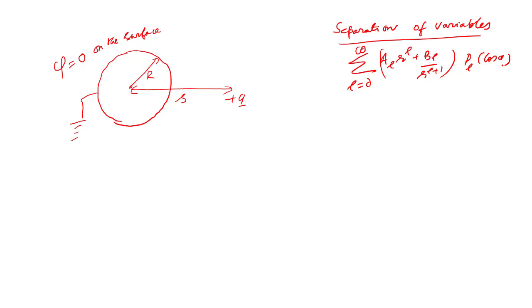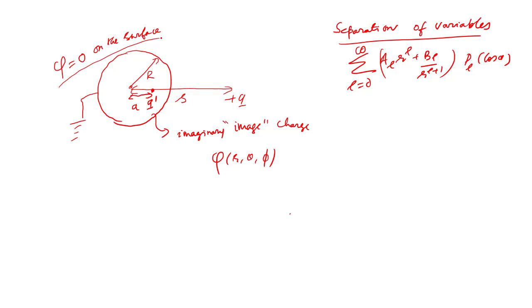But if we want to do this with image charge, that means I have to place some image charge inside the sphere, right? So I'm going to place some image charge at a distance a. I'm going to place some charge q prime here. This is an imaginary image charge. And the reason we are placing this imaginary image charge is because we want to essentially figure out phi of r, theta, phi that satisfies the boundary conditions, right? Phi is equal to 0 on the surface, and phi goes to 0 as r goes to infinity, right? That's all we want to figure out.